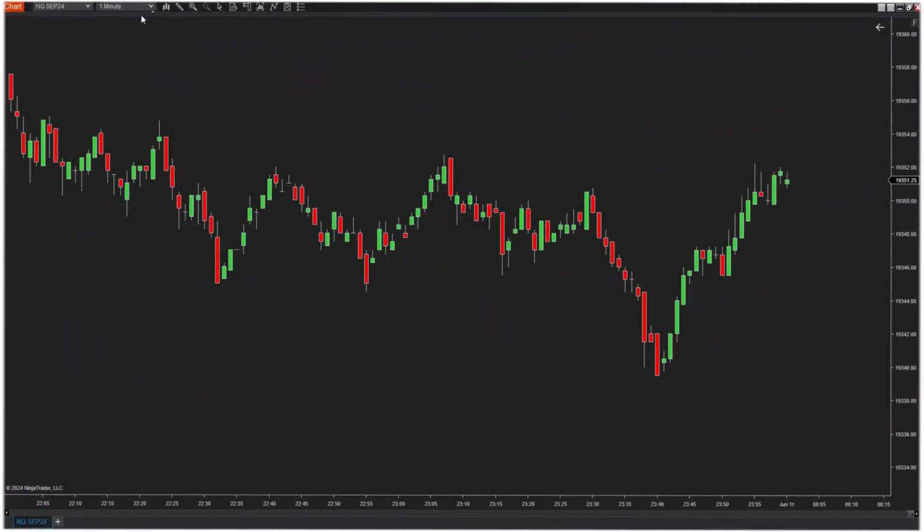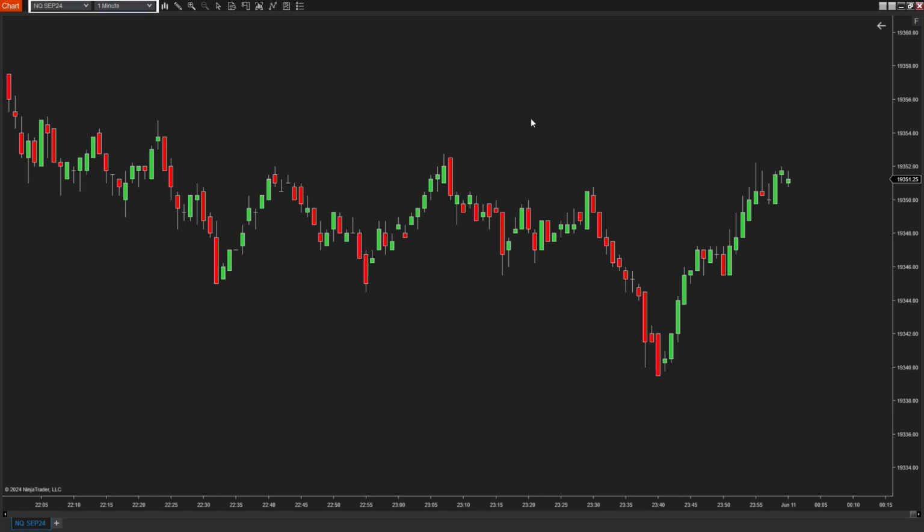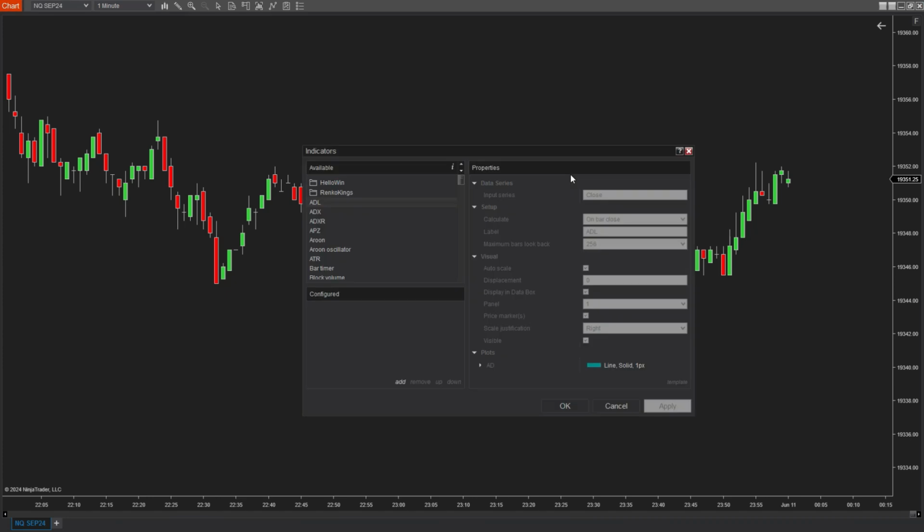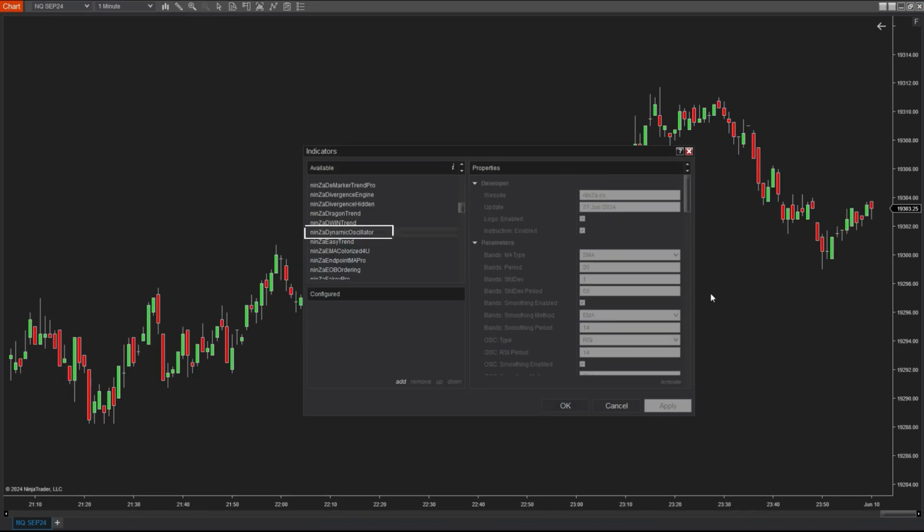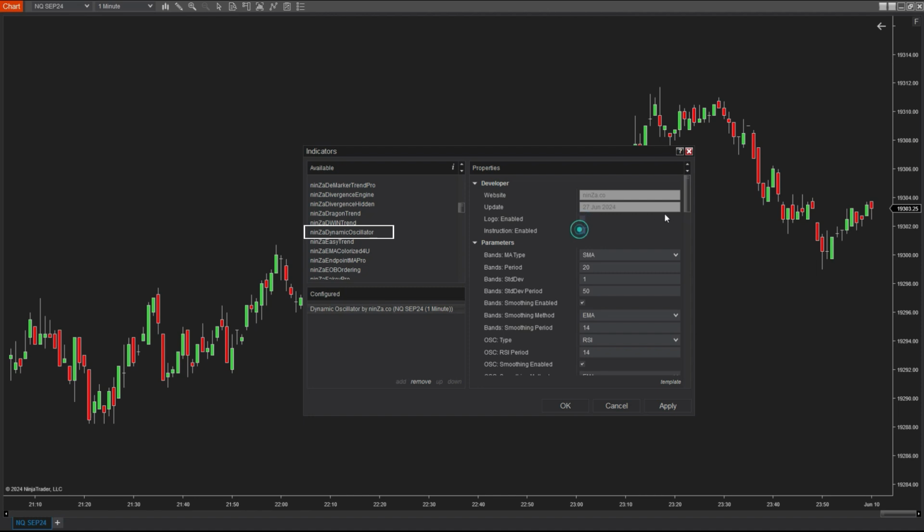To start, let's take a look at the 1-minute NQ chart and introduce Dynamic Oscillator. This indicator can combine oscillators like RSI, MFI, and stochastic, one by one with Bollinger Bands. Let's take a look at the mechanism to form this indicator.